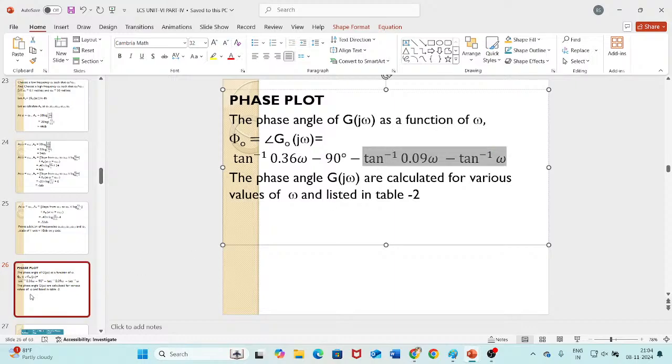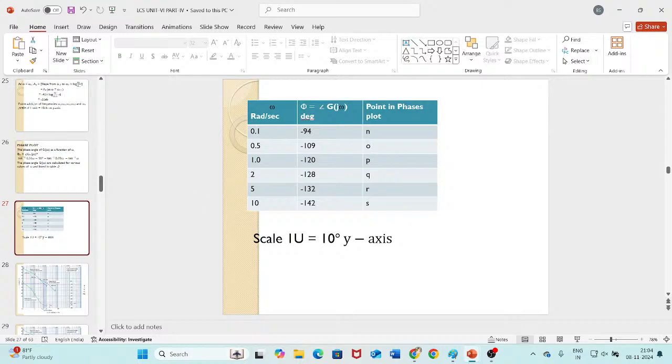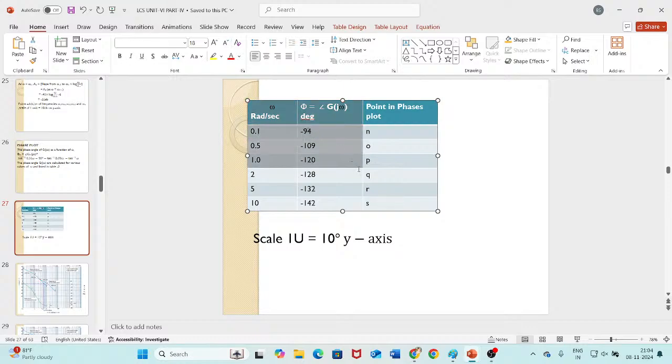So now let us consider different omega values. I will just increase the font size.